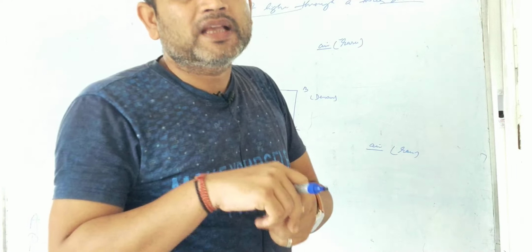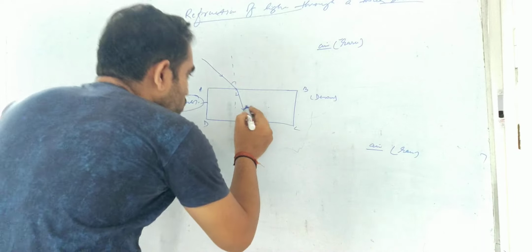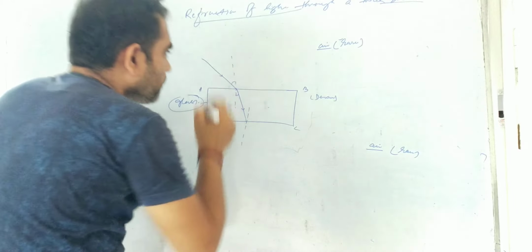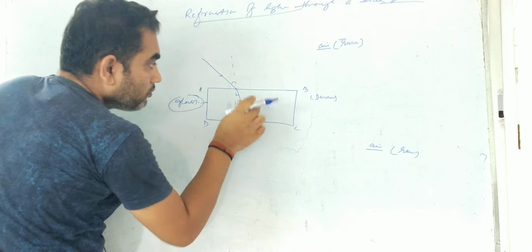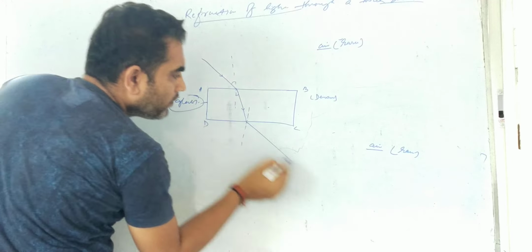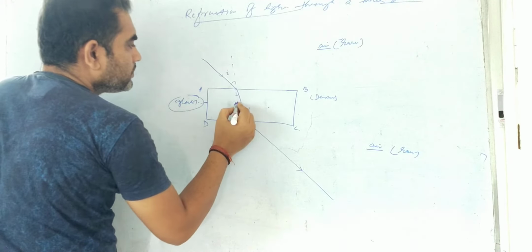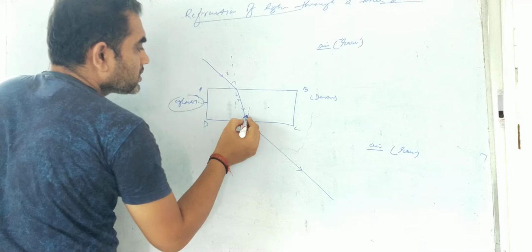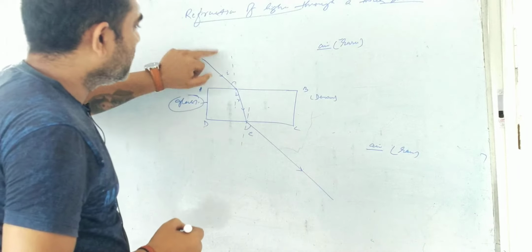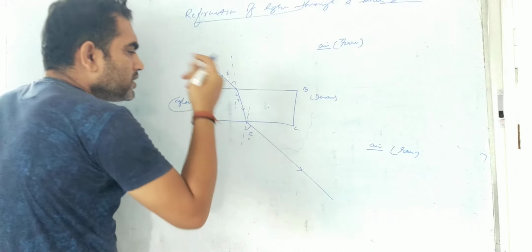So this time the speed of light will increase, that means it will get away from the normal. So if we draw a normal here, whenever light enters from the glass to the air, it will bend away from the normal. This one is the angle of incidence, this one is the angle of refraction in the first case, and this one is the angle of emergence.